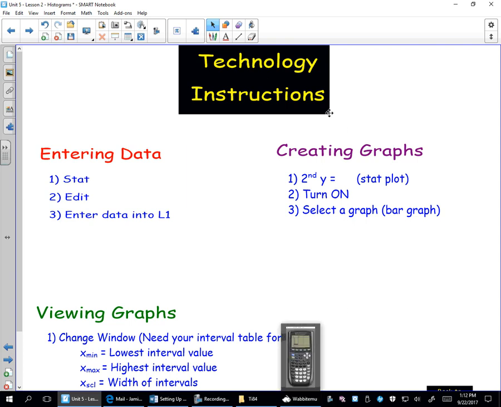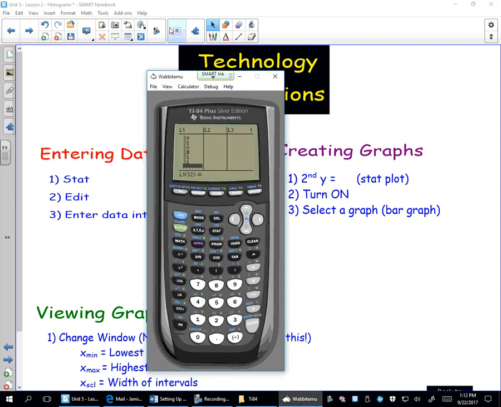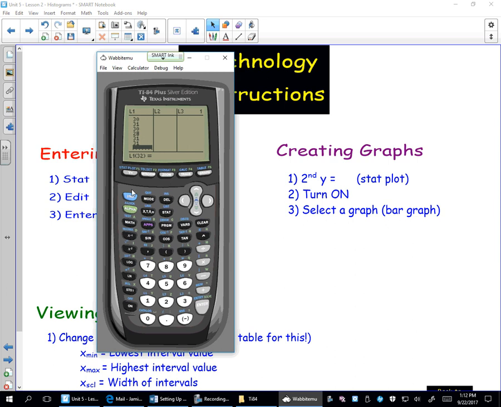The next thing we're going to do is we want to create the graph. So to do that, we have to go to the second, the blue button, and Y equals. It says stat plot. That means statistical plot. If you notice, the first one is turned off right now. We want to turn it on. So to do that, we press enter and then highlight on.